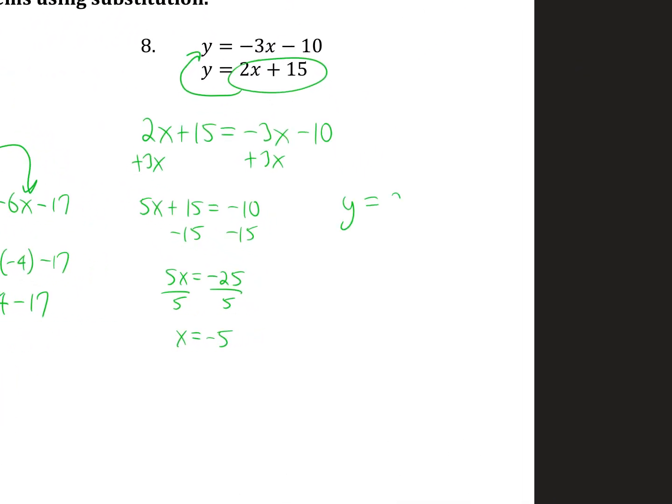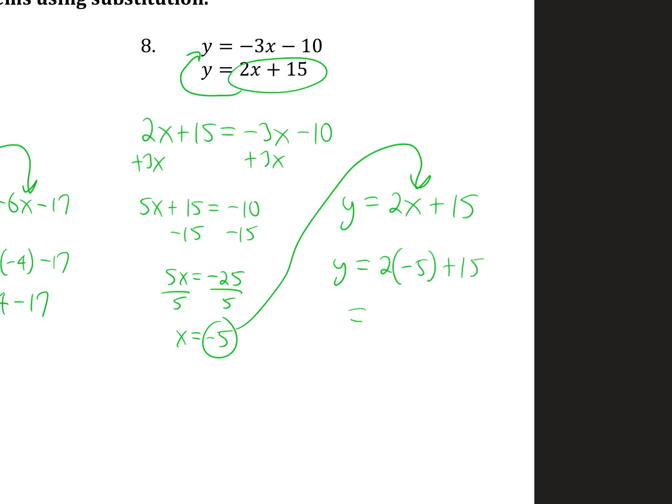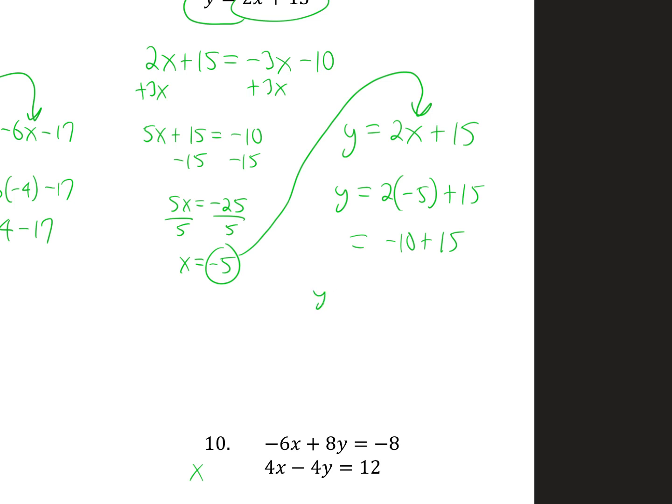We're not. We got to plug into one of the equations here. I'm going to plug into the bottom one. Plug in this negative 5 for x. y equals 2 times negative 5 plus 15. It's negative 10 plus 15, which is 5. So y equals 5. So our answer, x, y, is going to be negative 5, comma 5.